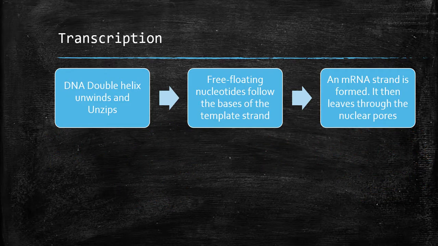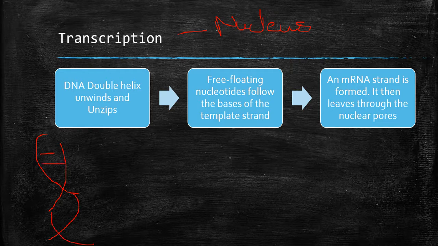So now back to transcription. We said protein synthesis first takes place inside the nucleus. So our DNA double helix unwinds and unzips. I'm sure you remember the process of DNA replication we just discussed. So it's going to unwind and unzip. Then our free floating nucleotides, these are no longer DNA nucleotides, these are now RNA nucleotides. So this has unwound and unzipped, something like that.